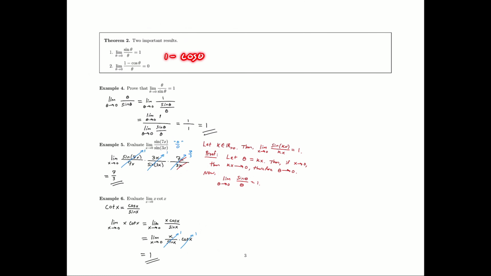Now with that, what else can we do? Well, it looks like this limit is good. We know that's going to be equal to 1. This limit here, the order's opposite, right? If we go back to the theorem, it's 1 minus the cosine of theta, but we have cosine of theta minus 1. So the order's wrong.